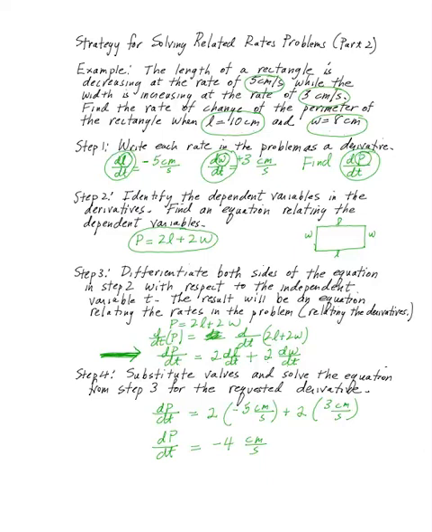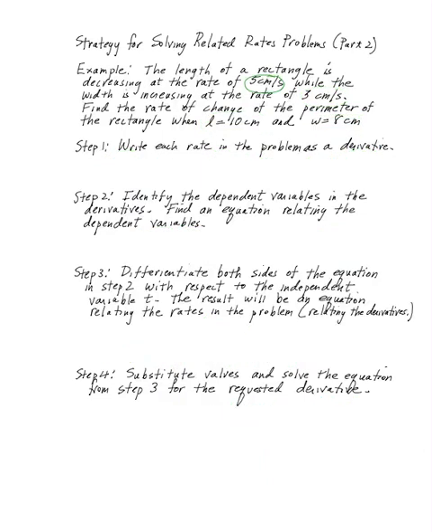is 8 centimeters. In the previous problem, we were finding the rate of change of the area of the rectangle. So we write each rate in the problem as a derivative. One of the rates, as before, is 5 centimeters per second. What is changing at the rate of 5 centimeters per second? It's the length. So the rate of change of length with respect to time is, and it's really, negative 5 centimeters per second because the length is decreasing.